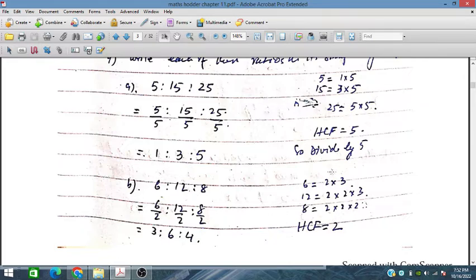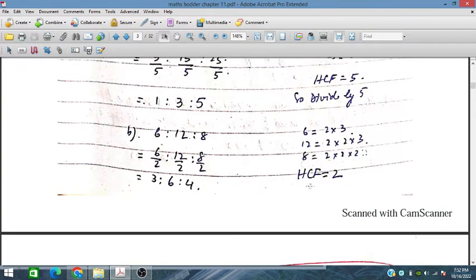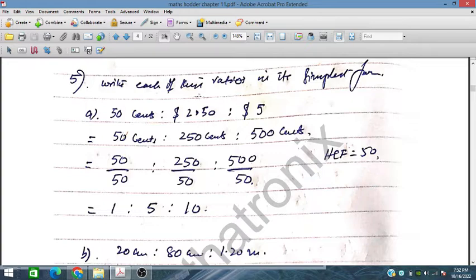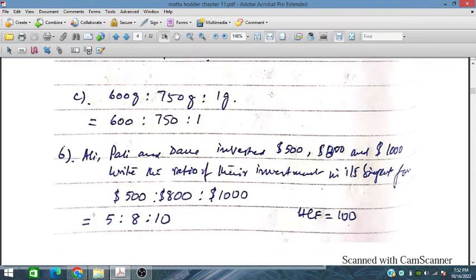So the highest common factor is 2, so we divide by this. Similarly for this, we have the highest common factor 8, so its ratio is 1 to 5. Similarly, for each of the ratios, write the simplest form.